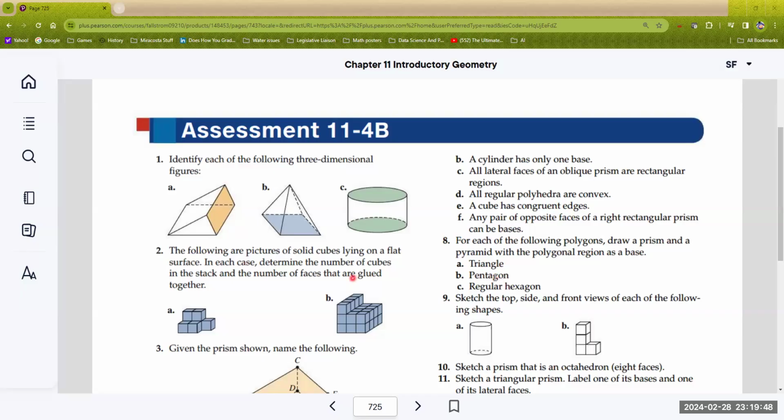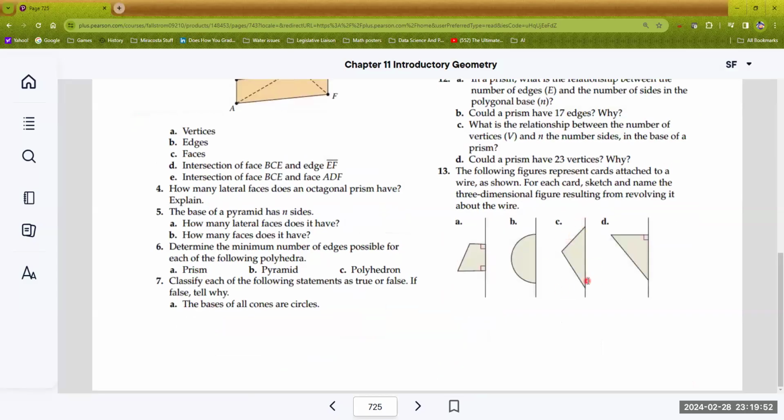All right, let's take a look at the 13C was the next one, 13C. So this is where you're going to take like a thin piece of line. If you need to, kind of take a pencil and you can attach like a piece of paper or a card to it and then spin the pencil in your hand so that it kind of goes around really fast, and look at what three-dimensional shape is made. And we want to name the three-dimensional figure.